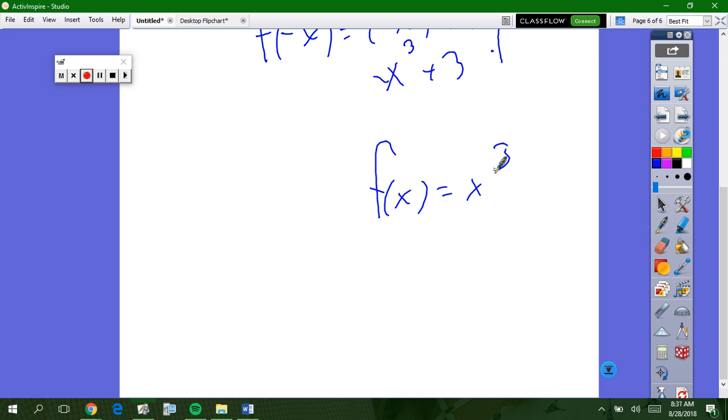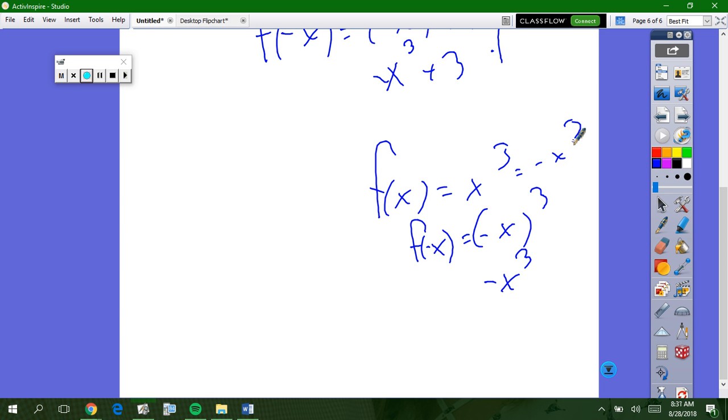What if it was just f of x equals x cubed? Would it be? In this case, it would, wouldn't it? Because, give me 1 second, Jared. Which would be directly opposite of what it was, right? Okay, go ahead.